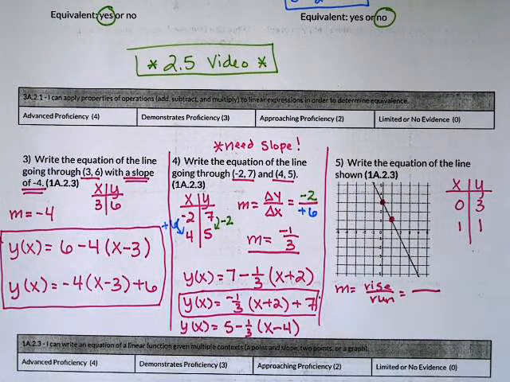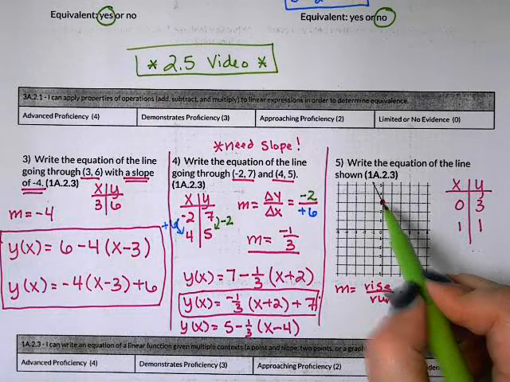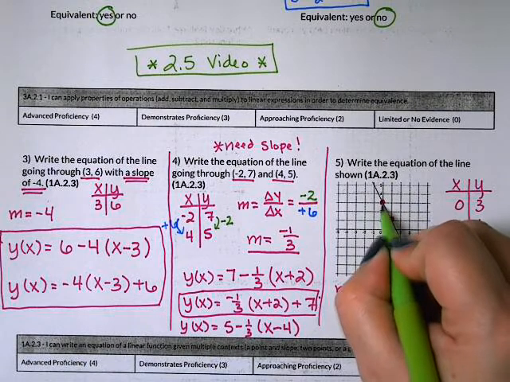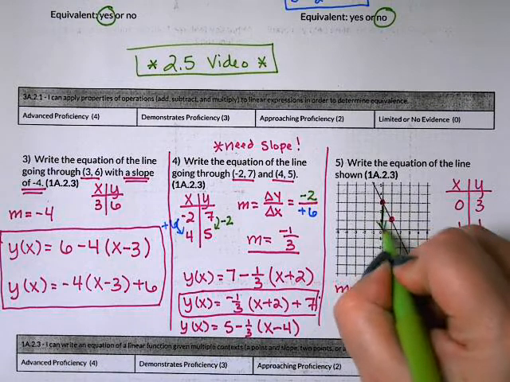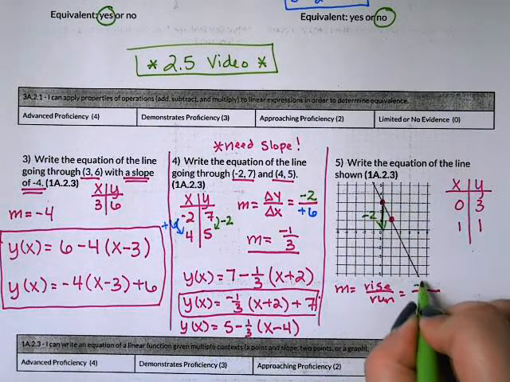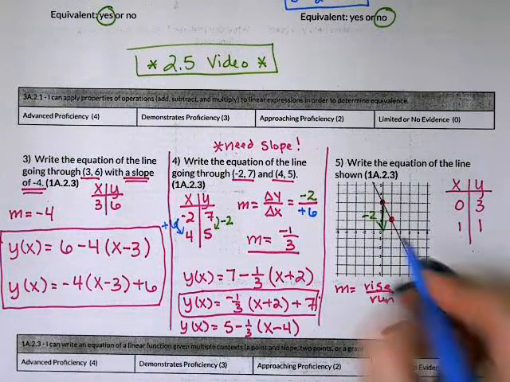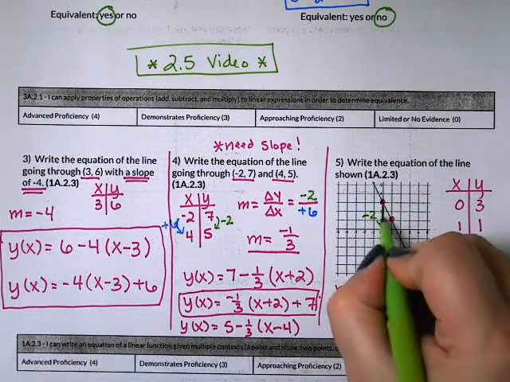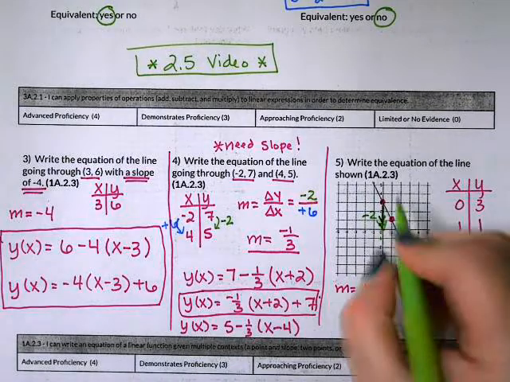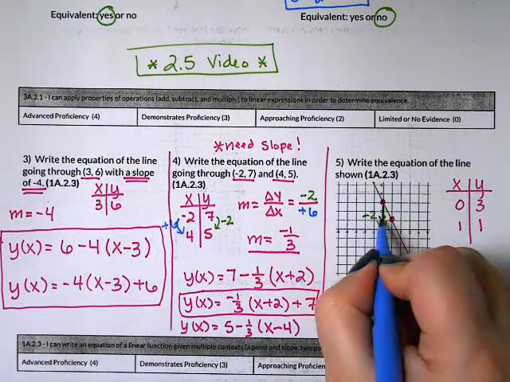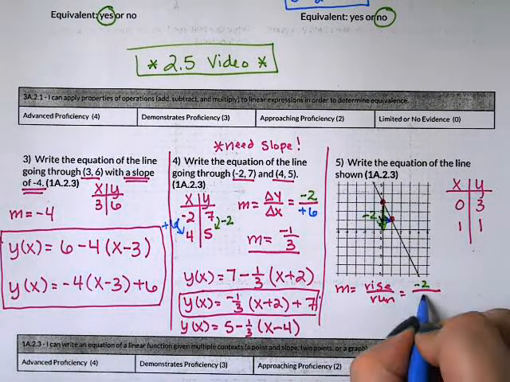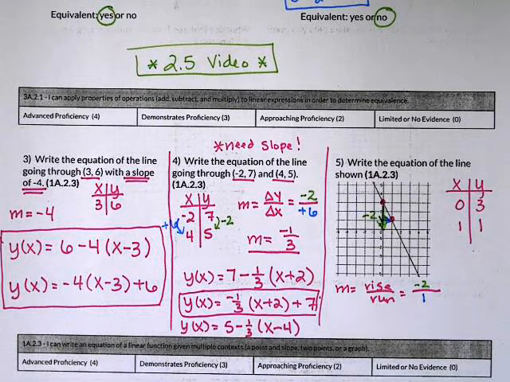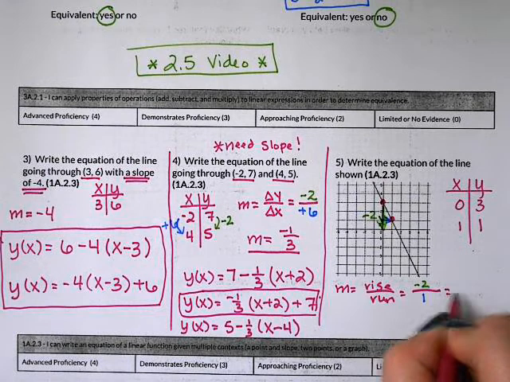Which means I just need to count. So to go from this point to this one, I'm going to need to go down 2, so that's a negative 2. And I'm going to need to go over 1, so that's a positive 1, which means my slope is going to be a negative 2.